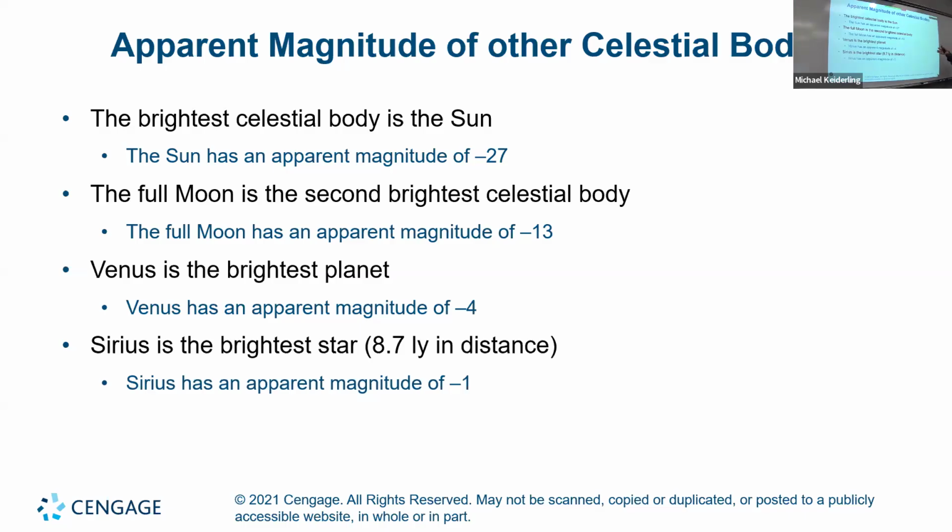Venus is the brightest planet. It has a magnitude of -4. And the brightest star, which is 8.7 light years away, and also a big bright star on its own, has an apparent magnitude of -1. That's right. Sirius has an apparent magnitude of -1. But it is the brightest star in the sky from Earth, excluding the sun.